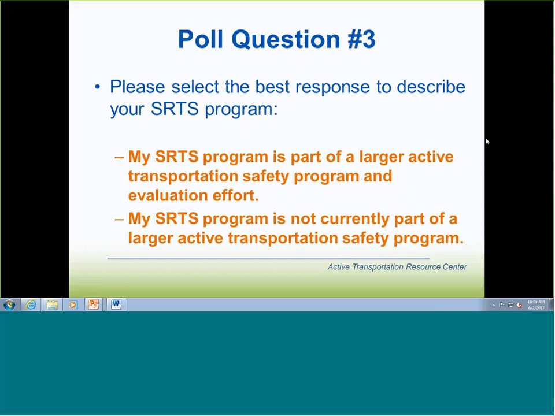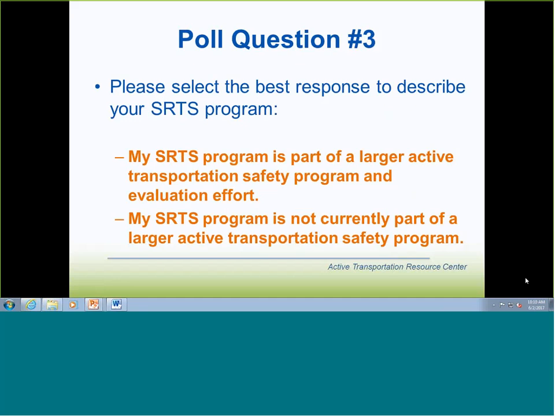All right, and our final one, let's open the poll, is please select the best response to describe your program. Is your program part of a larger active transportation safety program and evaluation effort? Or is it right now a standalone program?